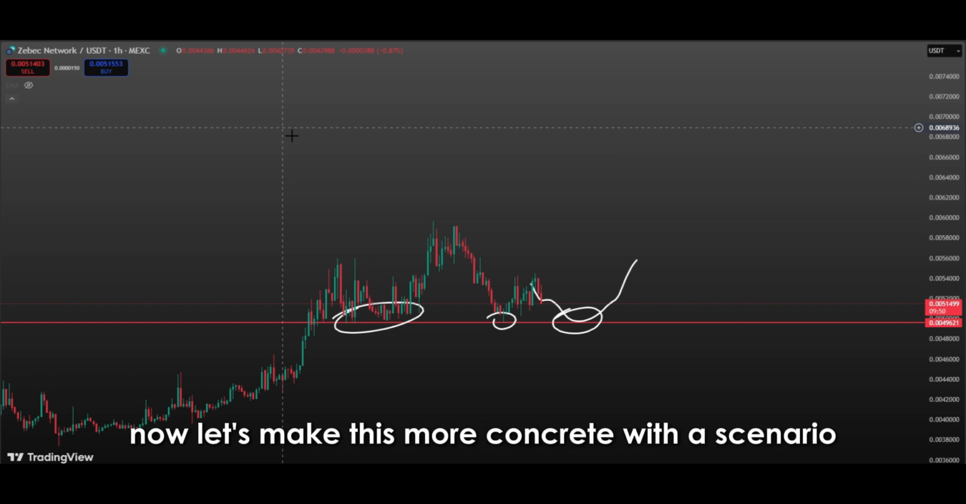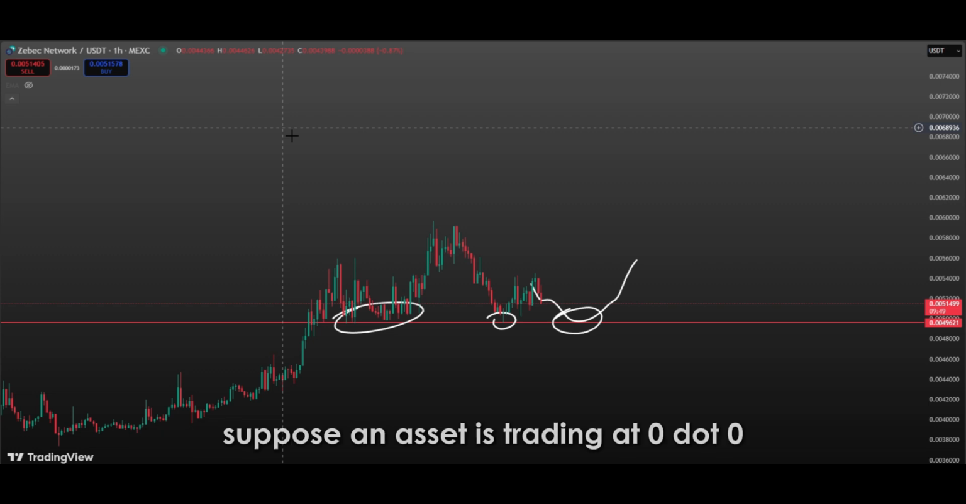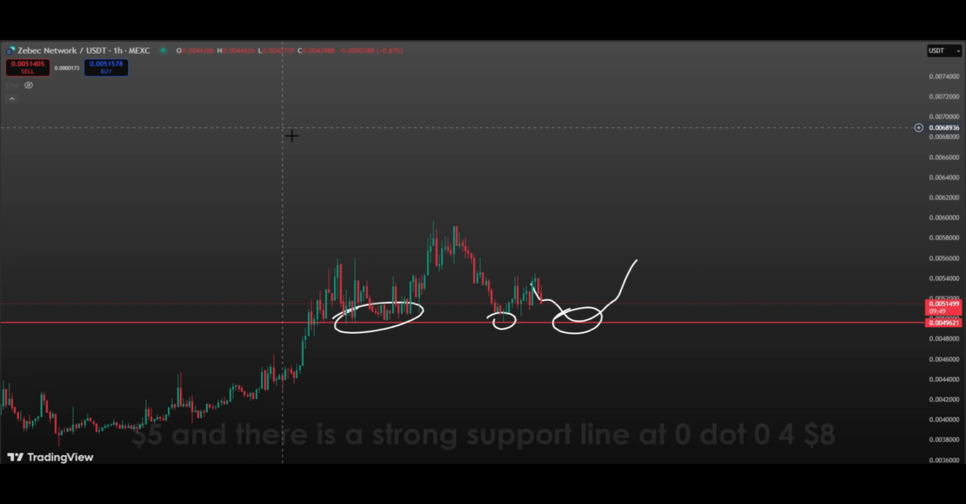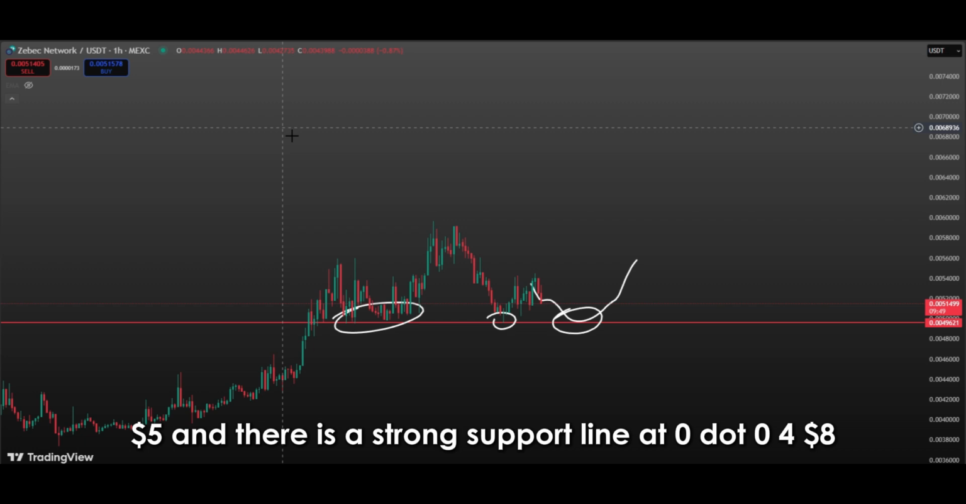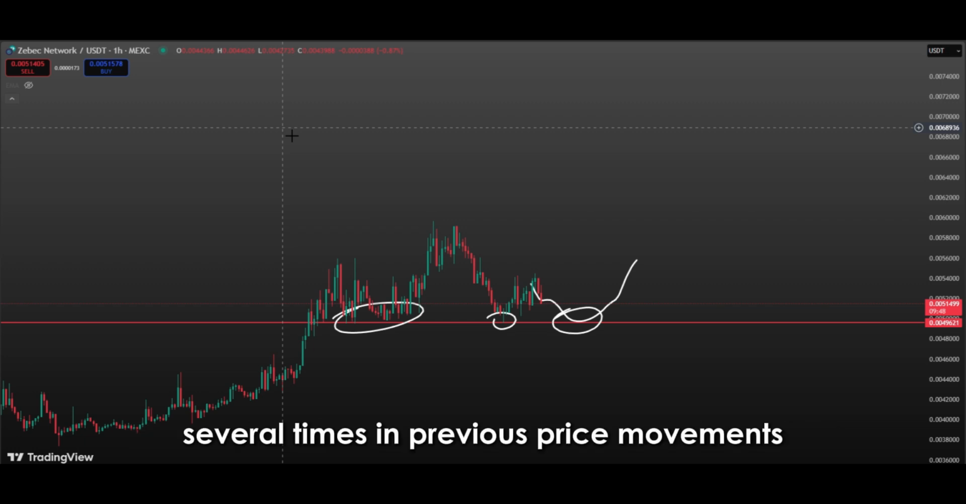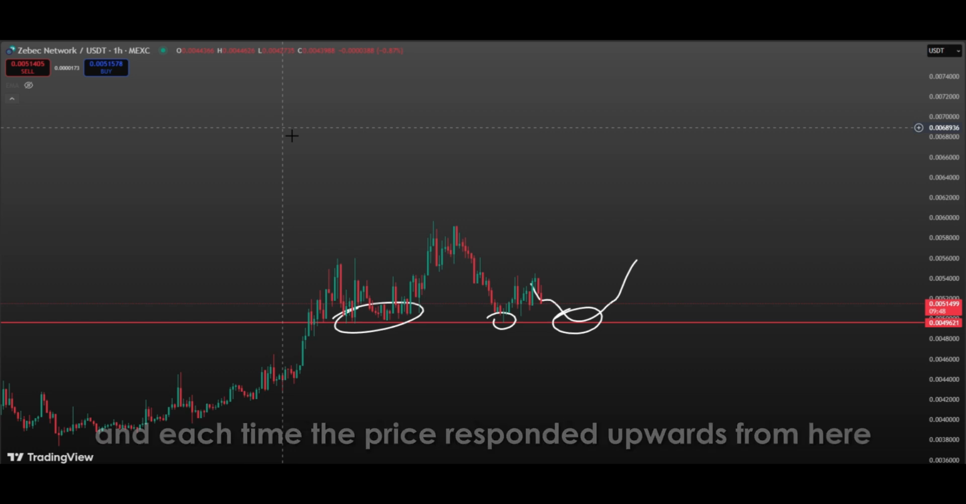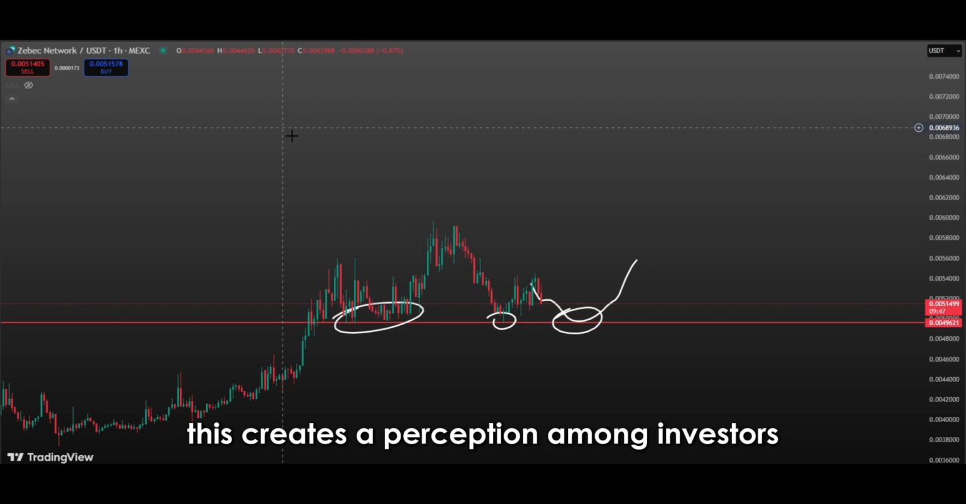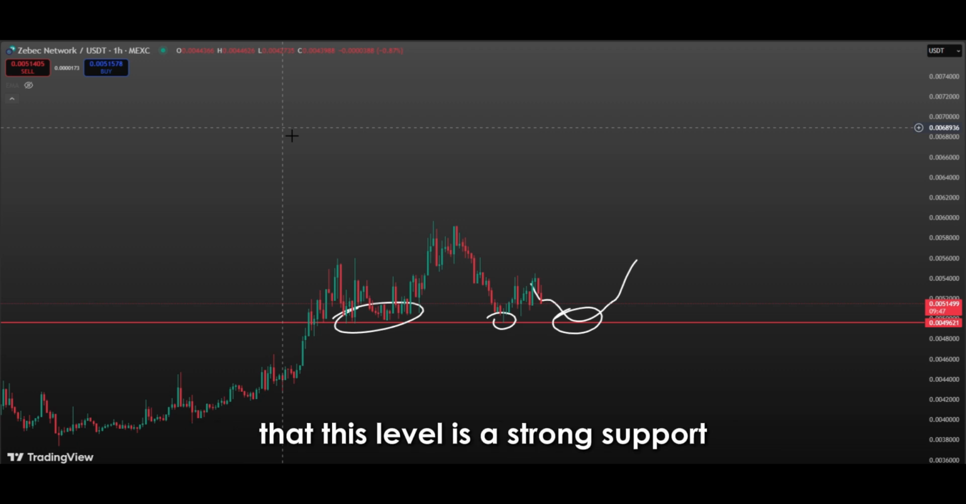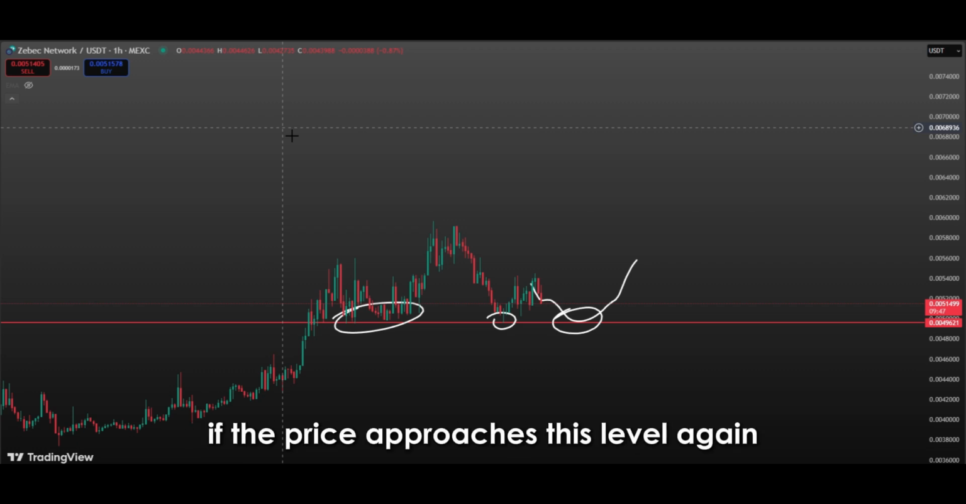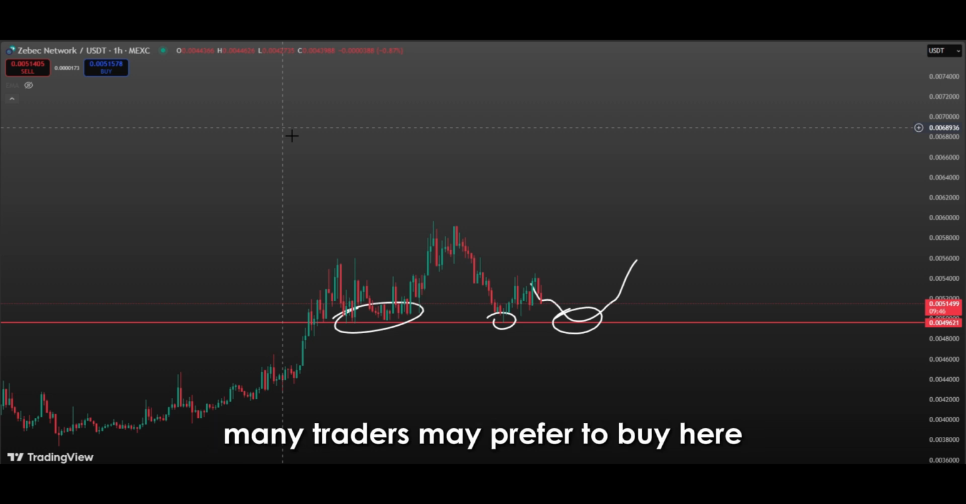Now, let's make this more concrete with a scenario. Suppose an asset is trading at $0.05 and there is a strong support line at $0.048. This support line has been tested several times in previous price movements, and each time the price responded upwards from here. This creates a perception among investors that this level is a strong support. If the price approaches this level again, many traders may prefer to buy here. This causes the price to bounce upward and the support line to work again.